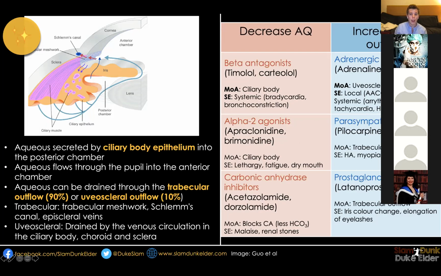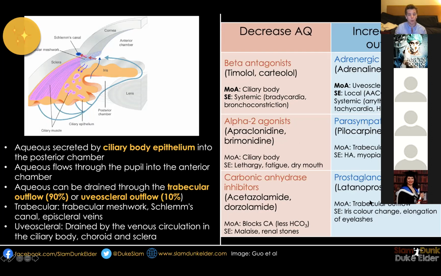So stuff that acts on the uveoscleral outflow, such as adrenaline, is probably never used as a drop in itself, because it has too many systemic side effects. Then we have stuff that increases trabecular outflow, such as the prostaglandins, which are first line, and the parasympathetics, which aren't first line, because once again, many side effects. You can't pee, you can't see, you can't climb a tree, and you have dryness, etc. So many side effects with the parasympathetics.